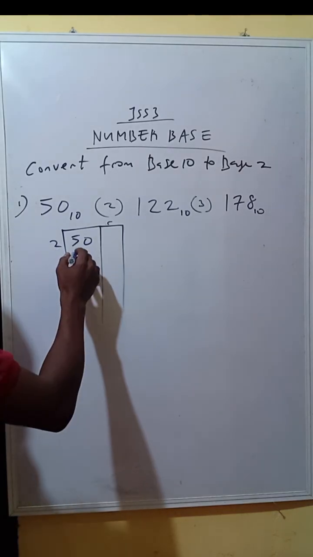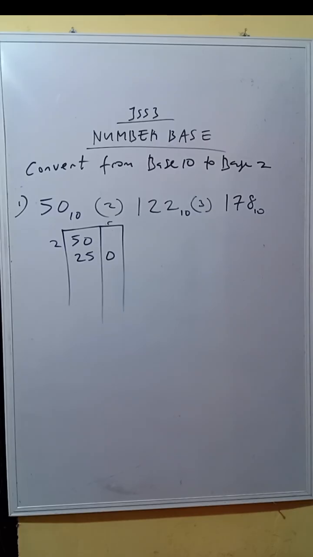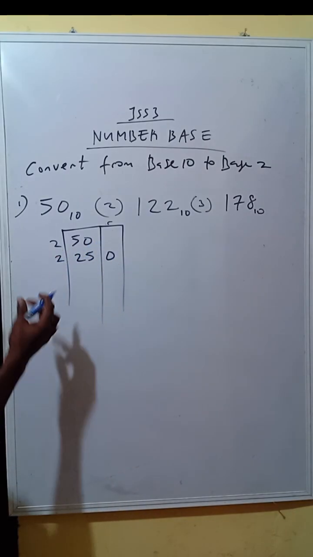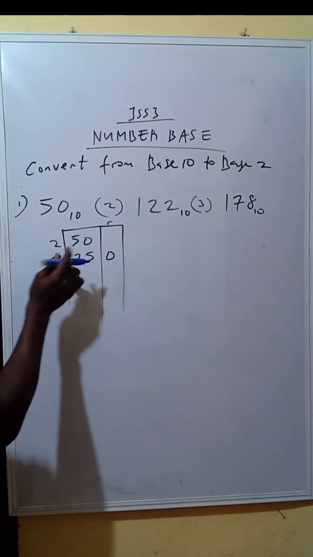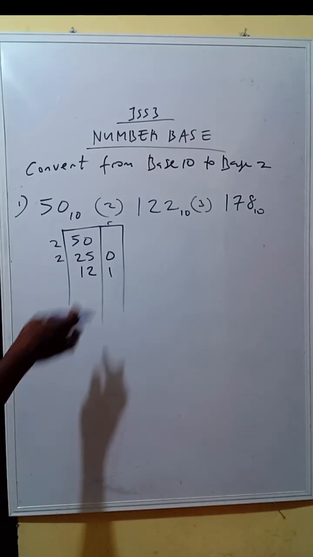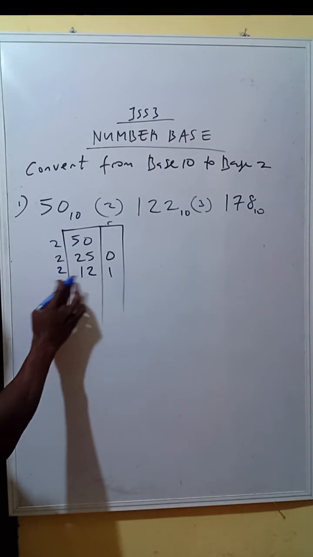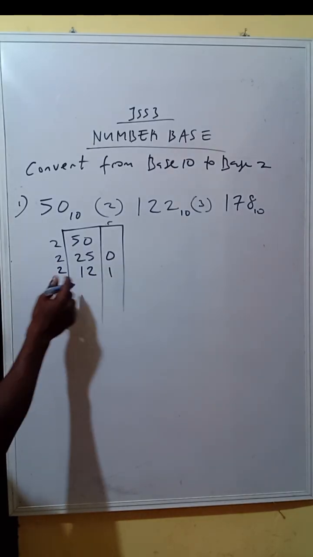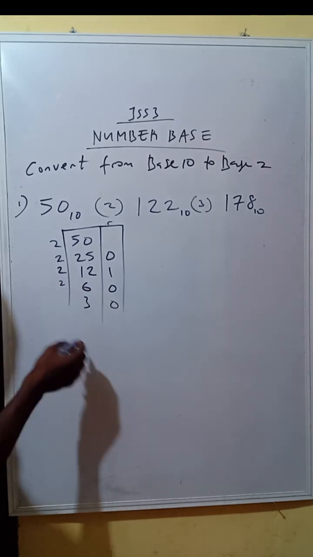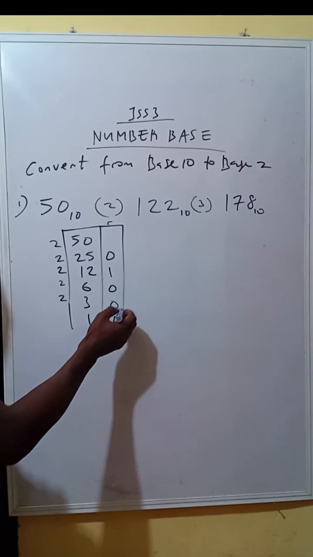50 divided by 2, 25, remainder 0. 25 divided by 2, I believe you are in JSS3, you can divide. 25 divided by 2 is 12, remainder 1. The remainders are very, very important. Please take note. 12 divided by 2. You see that I'm dividing by 2 repeatedly. 12 divided by 2 is 6, remainder 0. 6 divided by 2 is 3, remainder 0. 3 divided by 2 is 1, remainder what? 1.